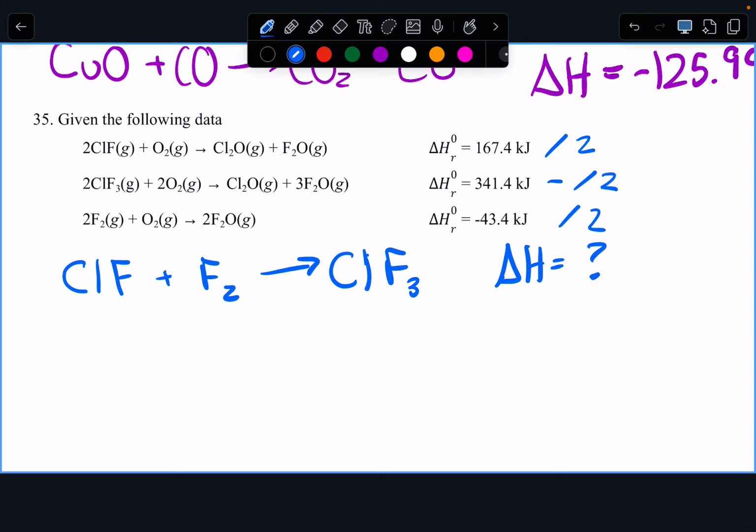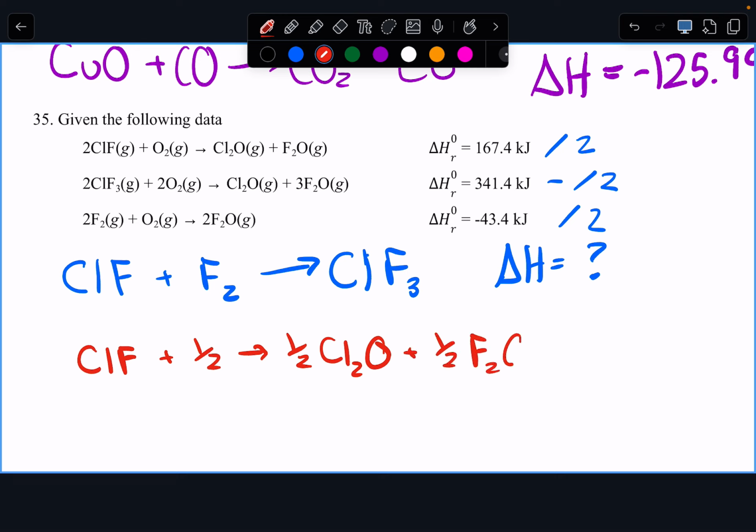Okay, so I've written down what I'm going to do with each of the reactions. This one's actually pretty straightforward, even though initially it looks kind of weird because you're going to have to use a fraction of things. But it actually works out pretty cleanly.